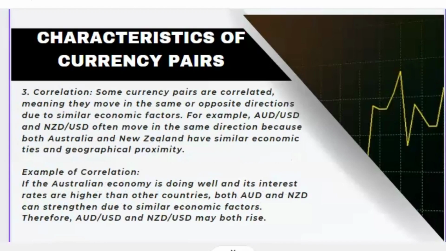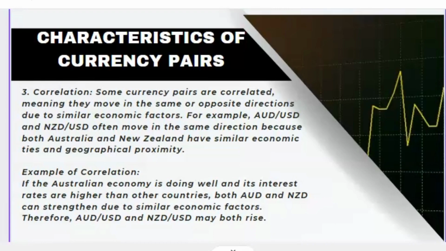Having said that, the next one we'll be considering is the third thing. After volatility and spread, the next characteristic or trait of a currency pair is correlation. Some currency pairs are correlated, meaning they move in the same or opposite direction due to similar economic factors. For example, the Australian dollar against the US dollar and the New Zealand dollar against the US dollar often move in the same direction because both Australia and New Zealand have similar economic ties and geographical proximity. If the Australian economy is doing well and its interest rates are higher than other countries, both the Australian dollar and the New Zealand dollar can strengthen due to similar economic factors. Therefore, Australian dollar against the US dollar and New Zealand dollar against the US dollar may both rise.